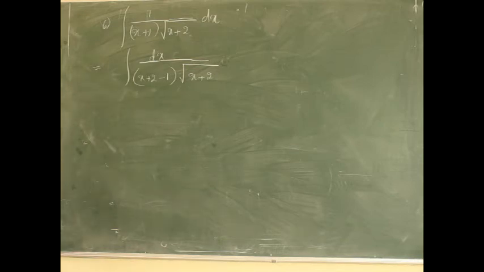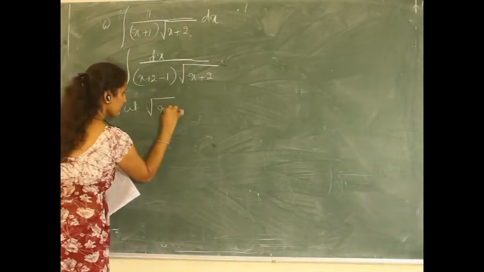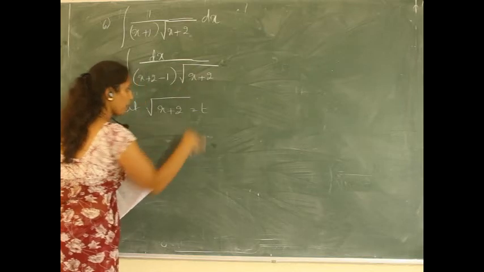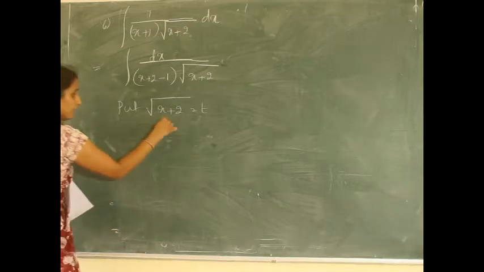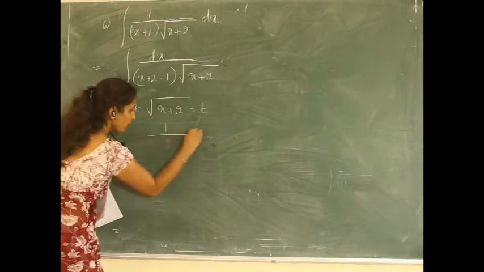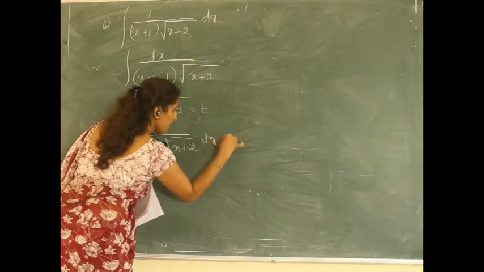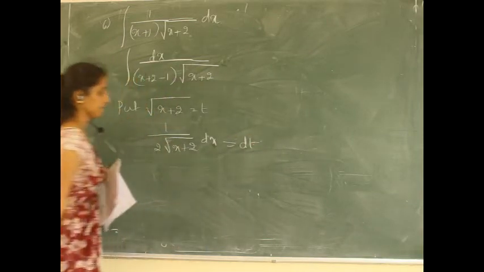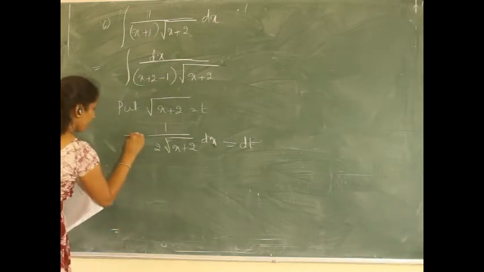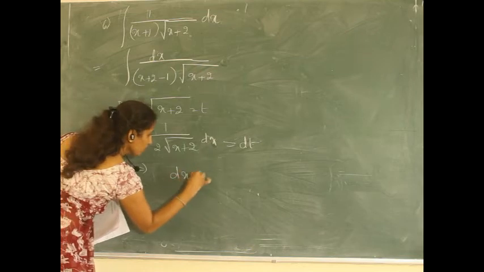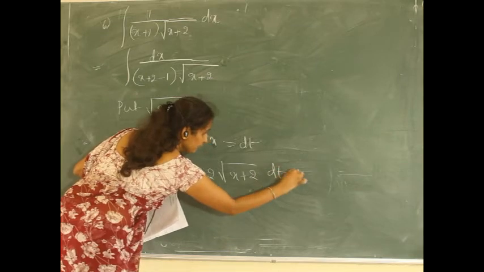We have to take root x plus 2 as t. Put root x plus 2 equal to t. If you take root x plus 2 equal to t, then the derivative will be 1 by 2 root x plus 2 dx is equal to dt. So dx is equal to 2 into root of x plus 2 dt.